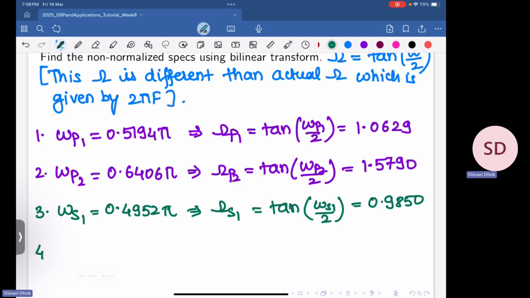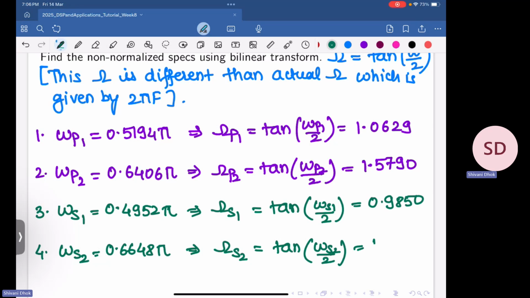And similarly, for the upper stop band edge, which is equal to 0.6648 pi, what do we get? We get capital omega s2 as tan of omega s2 by 2, which if we solve, we get 1.7204.